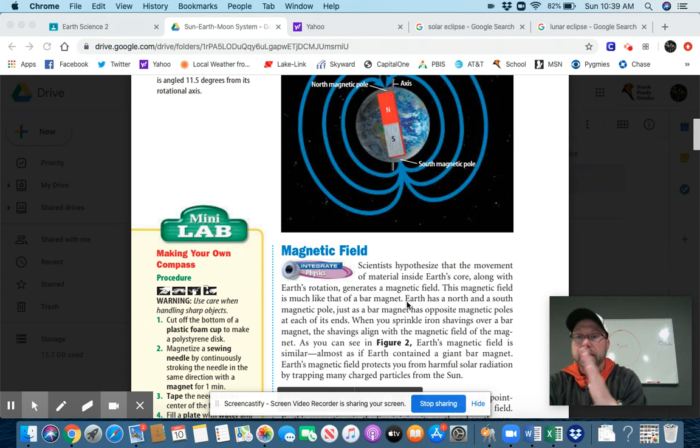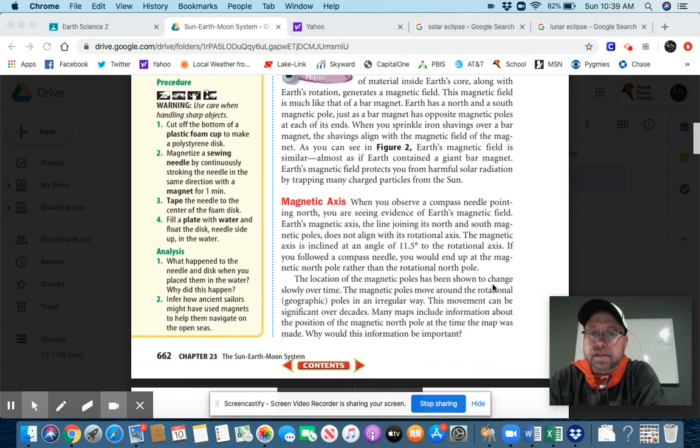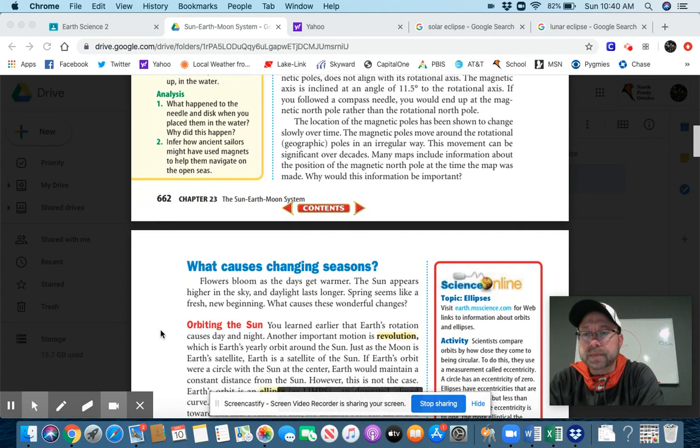In fact, right now it's moving further away from northern Canada and moving towards Russia, which causes all of our GPSs to have to be updated fairly regularly because the actual magnetic North Pole is in a different location than it was the previous year, and so on and so forth. So we've got this magnetic field and these magnetic axes, the magnetic north and south pole.